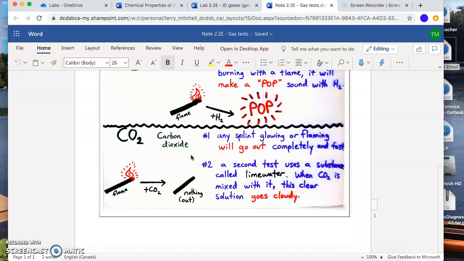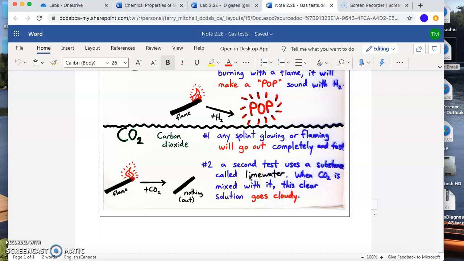A third one is carbon dioxide, and we have 2 different tests that we do for this. The first is we take a burning splint, as the picture indicates, and when it comes into contact with carbon dioxide gas, it goes out. The carbon dioxide gas does not support combustion. It displaces all the oxygen around the fire so it can't get to the flame, and that flame then goes out. A second test we do is called a lime water test.